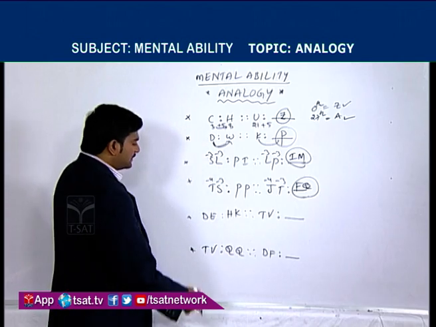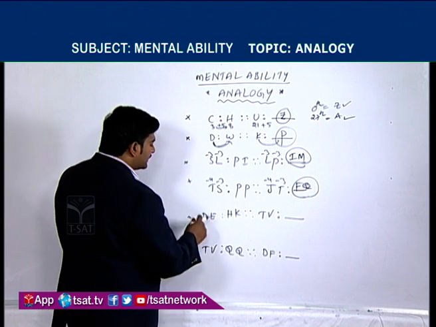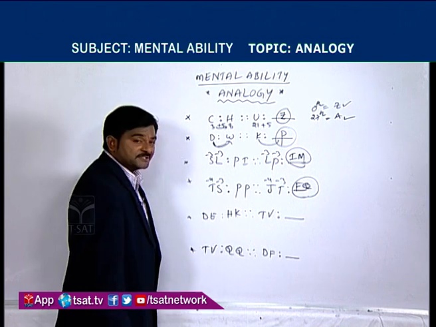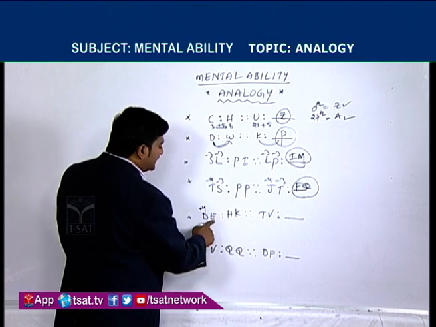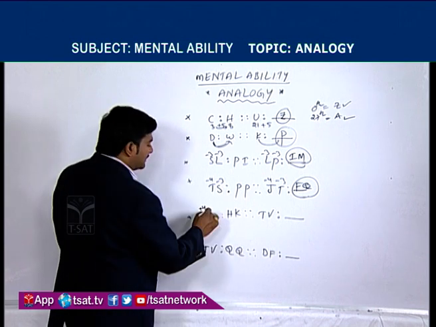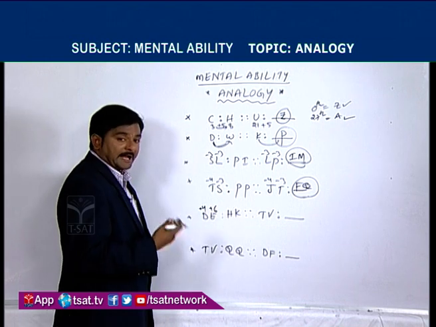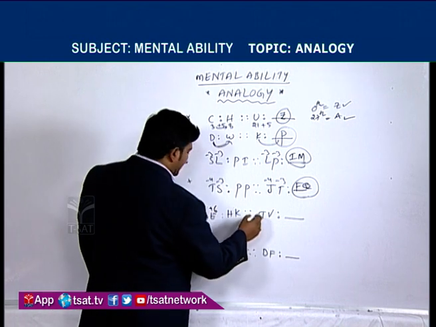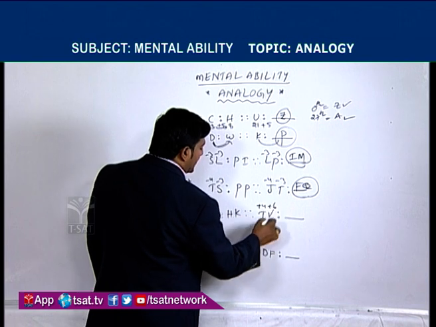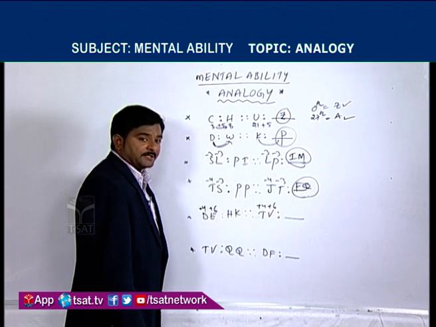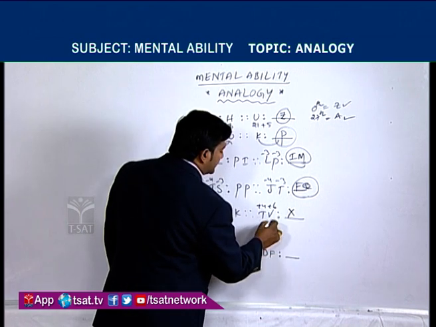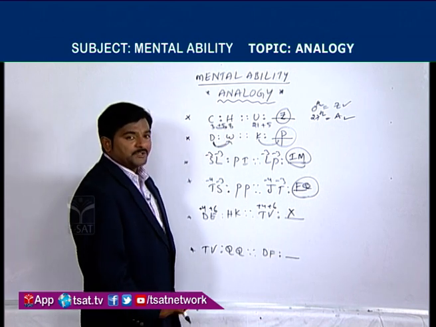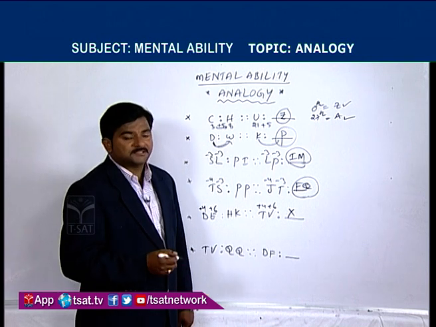Now focus on this, DE. D means 4, H means 8, so simply added plus 4. And E means 5, K means 11, added simply plus 6. Adding plus 4, adding plus 6. Same concept. T means 20. 20 plus 4, 24. The 24th letter is X.